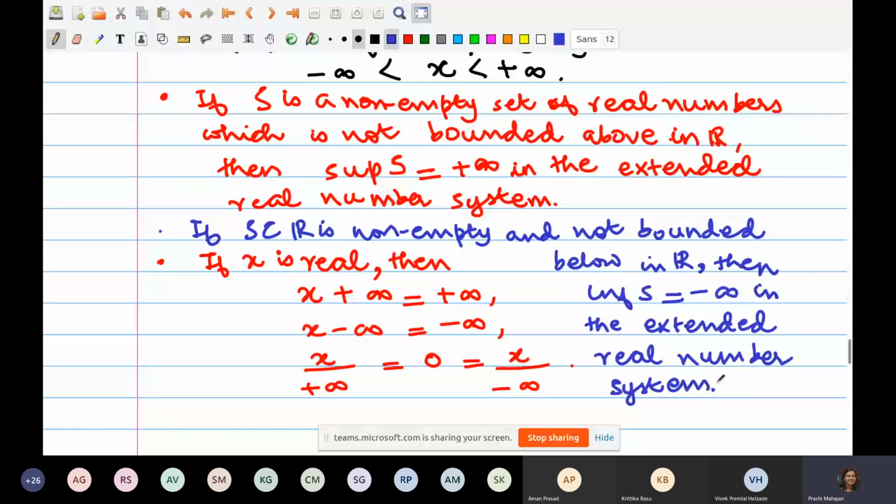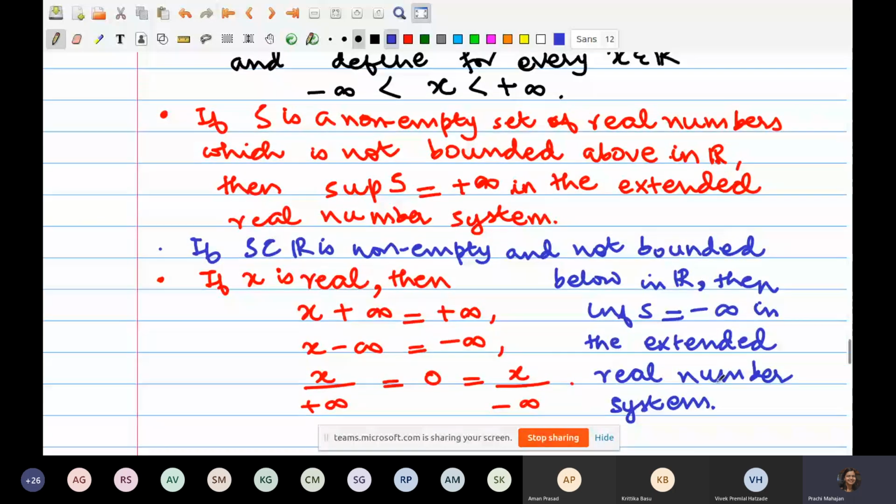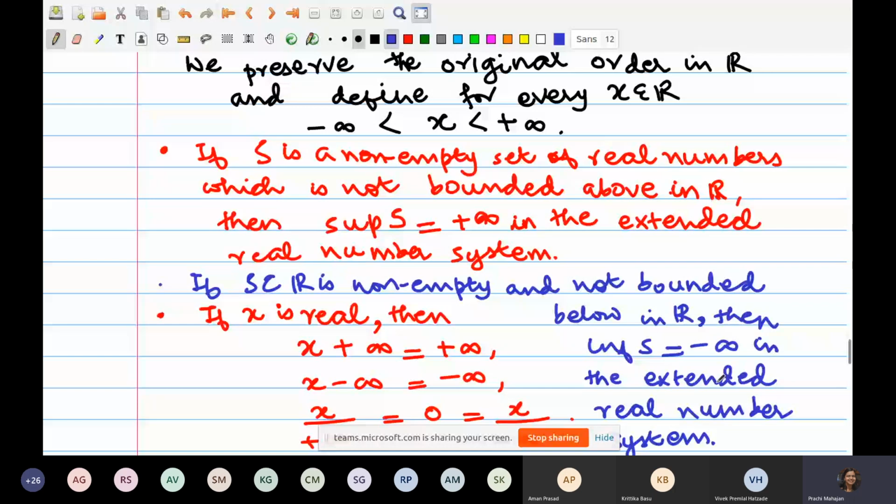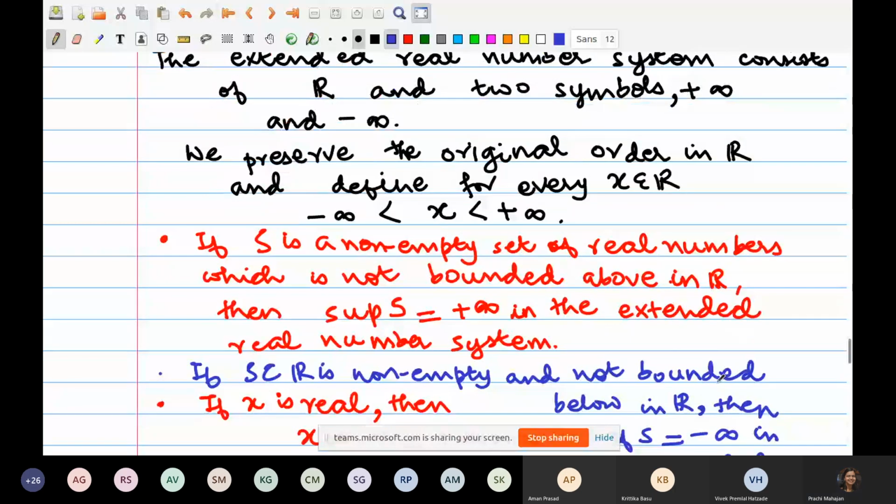Okay. All right. Is that okay? Yeah. So as one of your friends asked, why is this concept useful in general? There are concepts like limit inferior, limit superior. We will see many more things where it is useful to consider sets which are not bounded above and talk about their supremum and infimum. We will come back to it, but it is good to have. I thought this was a good opportunity to introduce this. All right. Any other questions?